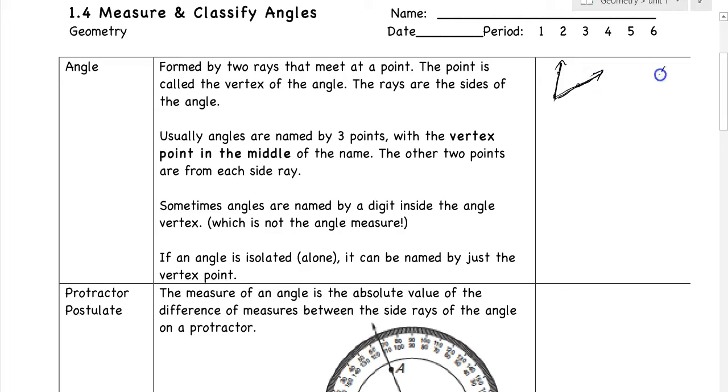A lot of times we don't put the whole ray down. We just put down the segments. We need to know that you can always extend any segment to be the ray. So even when we just draw two segments on the sides meeting at a common point, it is still considered an angle because you can extend those segments out to be rays. The rays are the sides of the angle. The point where they meet is called the vertex.